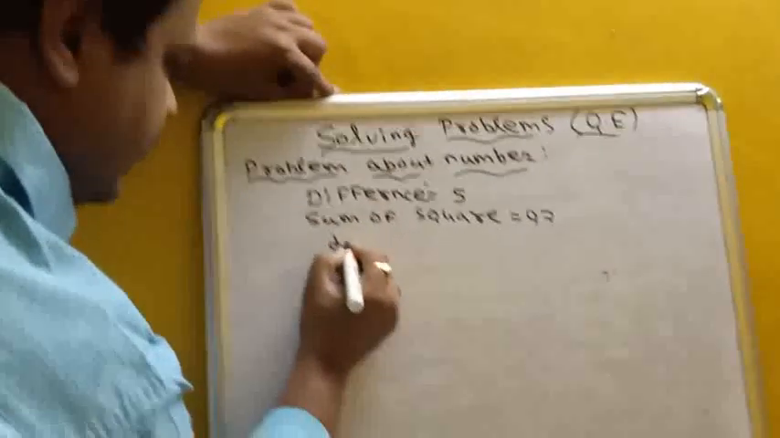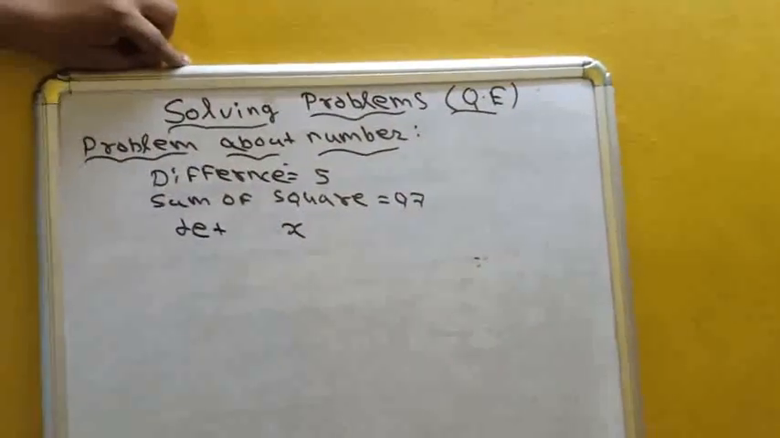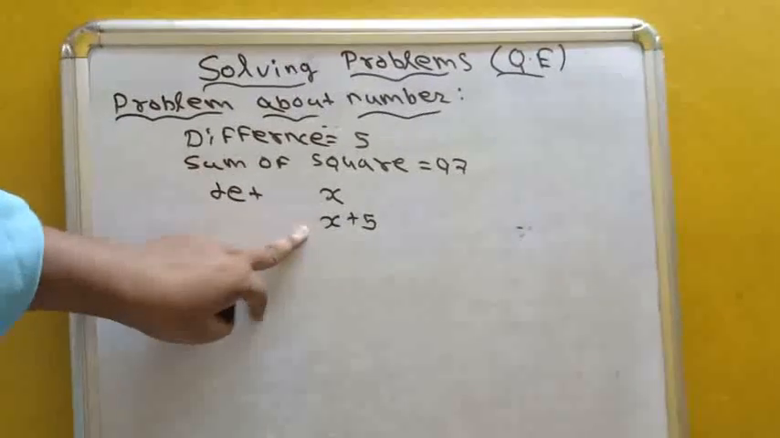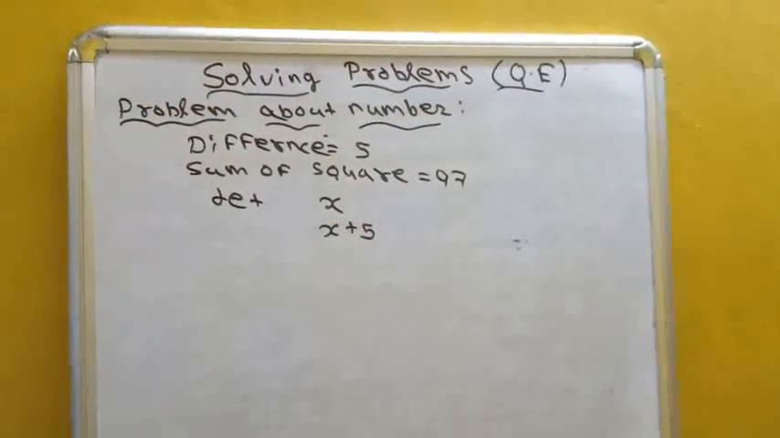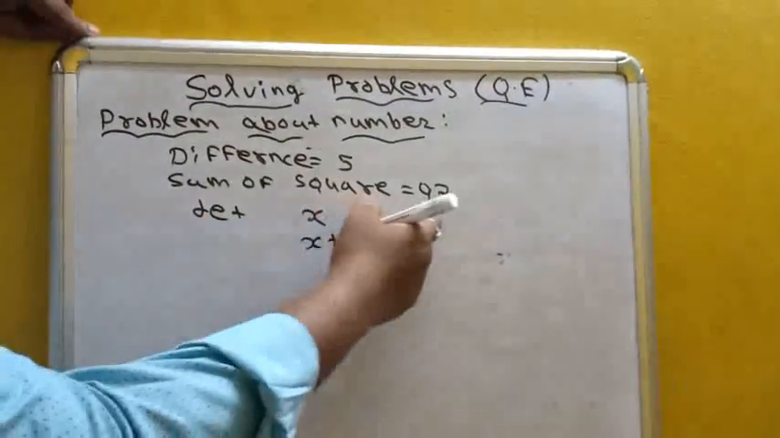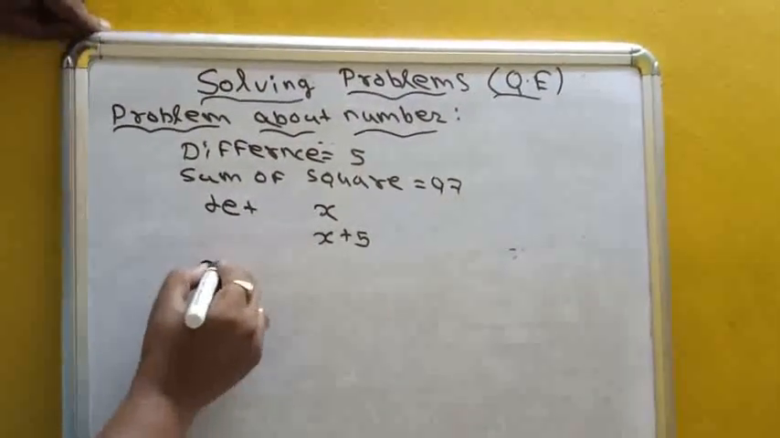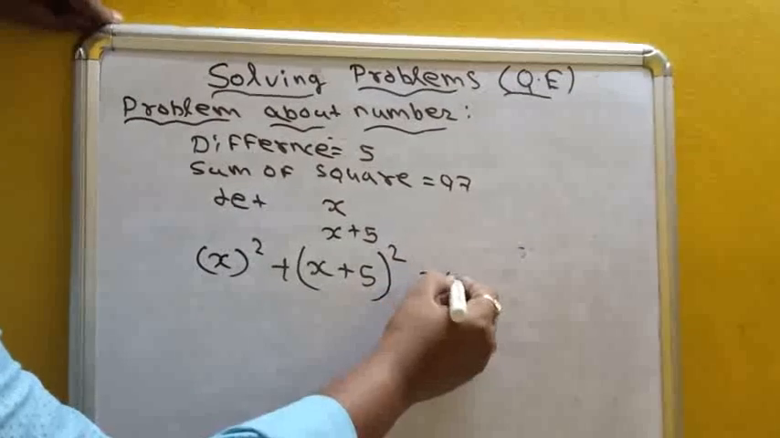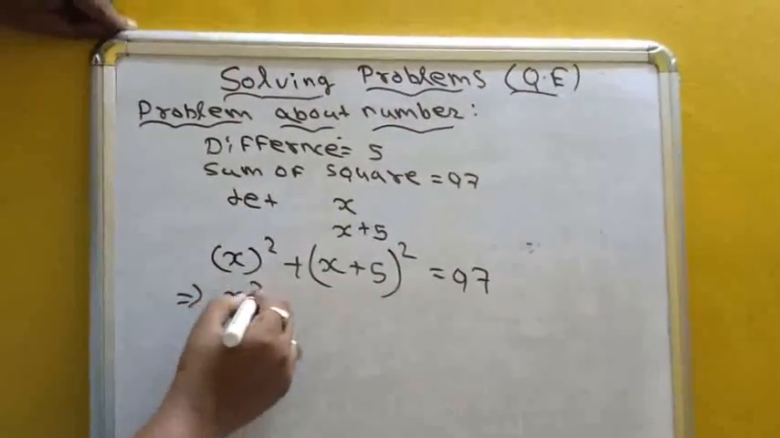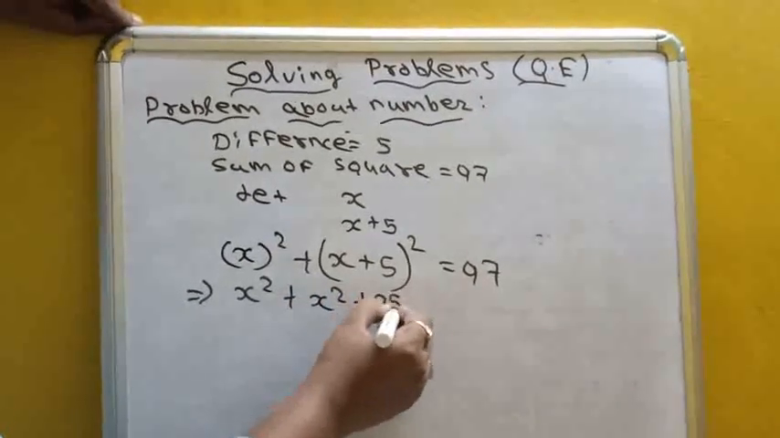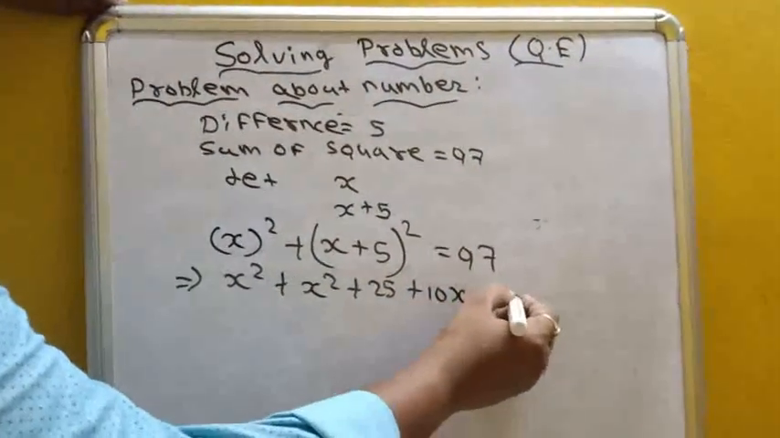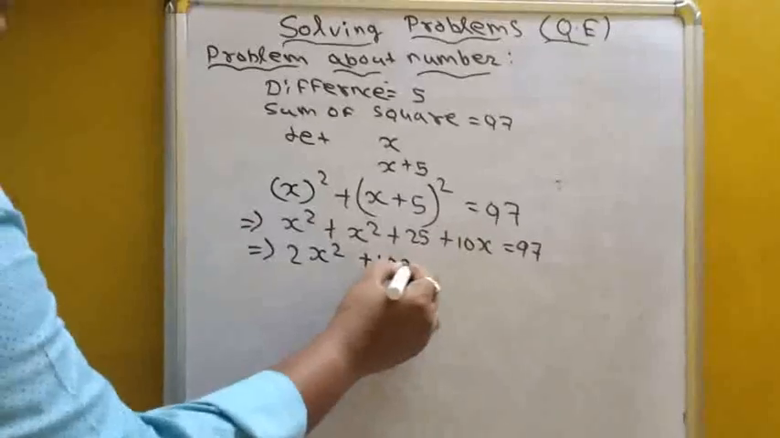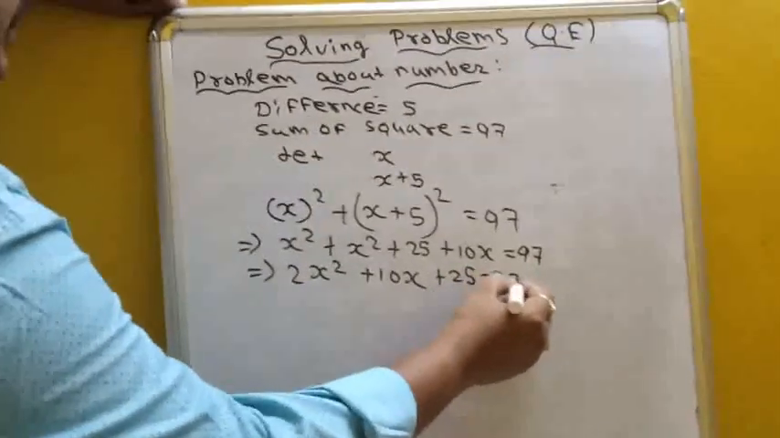Let the first number equal x. The next number equals x plus 5 because they differ by 5. I have taken the greater number, and x plus 5 minus x equals 5, which we are getting. Next, he told the sum of the squares equals 97. Sum of the squares means x square plus x plus 5 whole square equals 97. Then what will you get? x square plus x square plus 25 plus 10x equals 97. Then you write 2x square plus 10x plus 25 minus 97 equals 0.